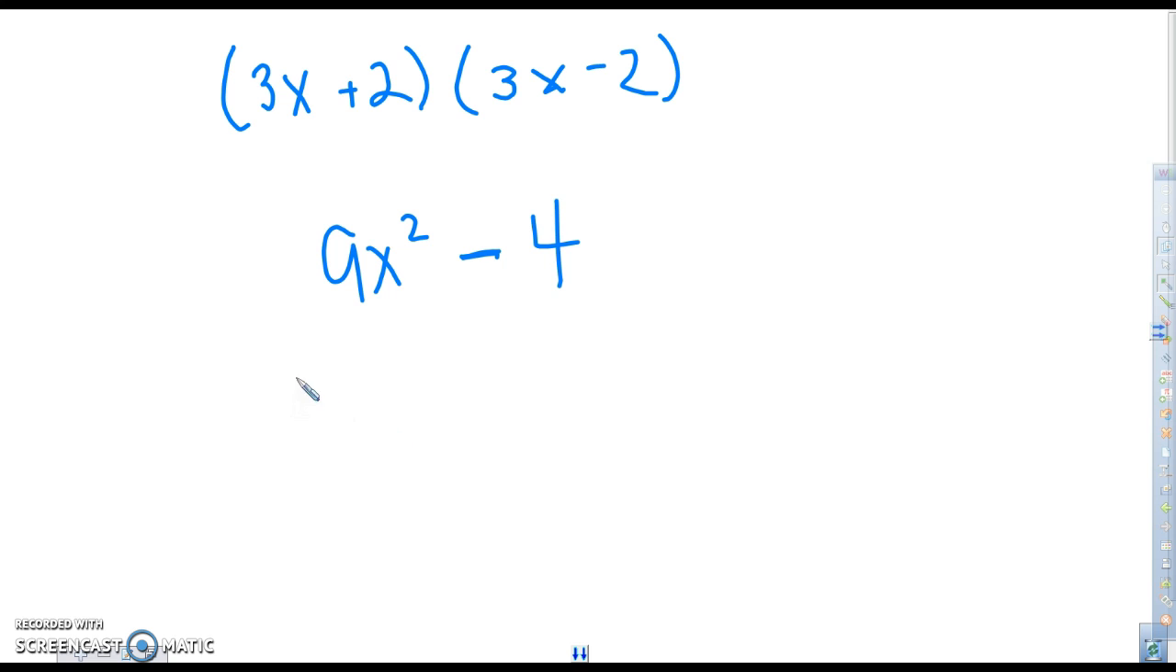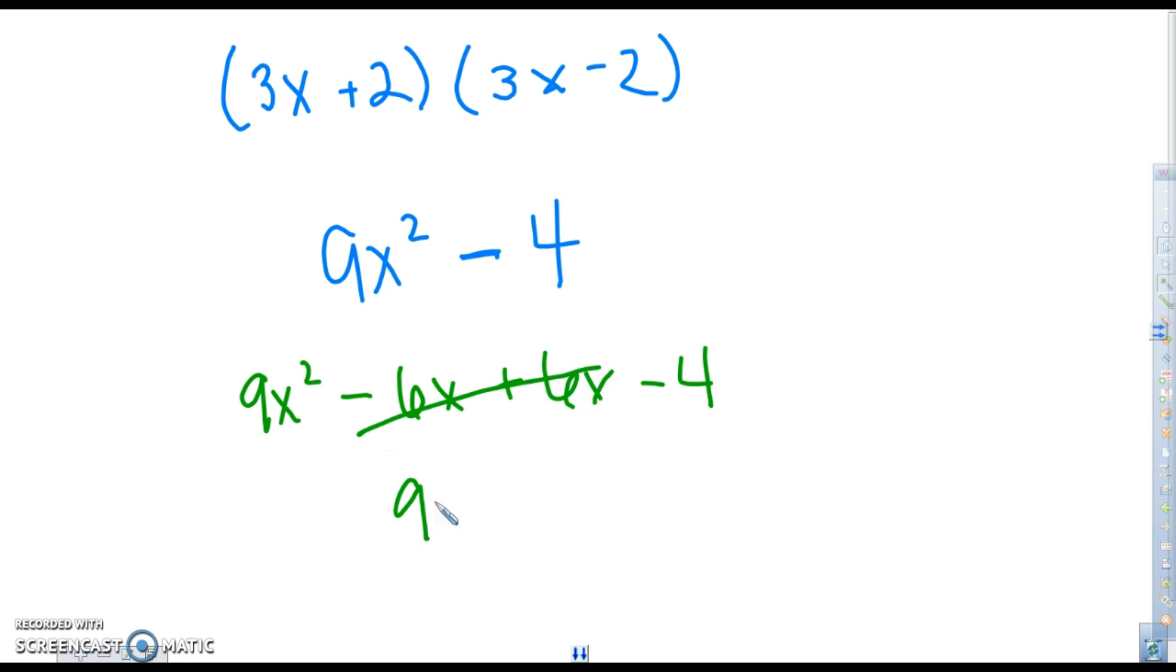Again, if I check this by FOIL, I would have gotten 9x squared minus 6x plus 6x minus 4. These cancel out completely, and I get 9x squared minus 4. Try this last example on your own.